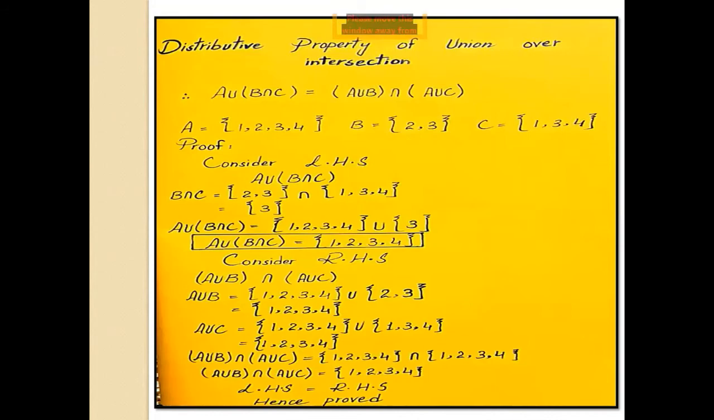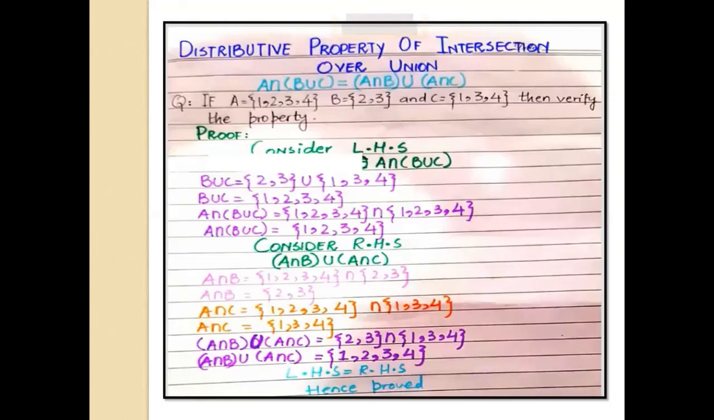Now come towards the last property, that is distributive property of intersection over union. The property is intersection over union. So first, A intersection B union C is equal to A intersection B union A intersection C. We are using the same sets as in the previous property: 1, 2, 3, 4 as set A, set B contains 2, 3, and set C contains 1, 3, 4. And we are using the heading of proof instead of solution.